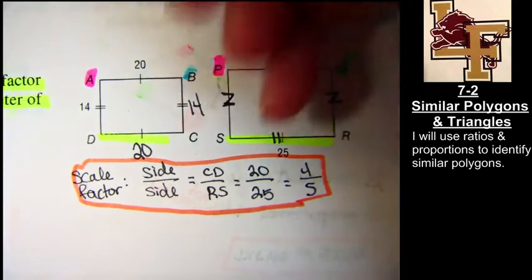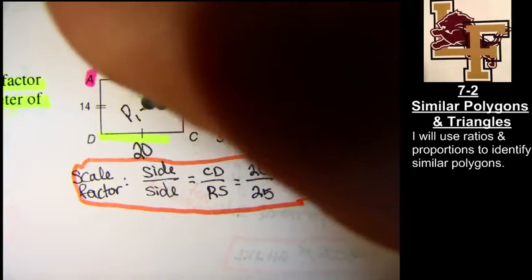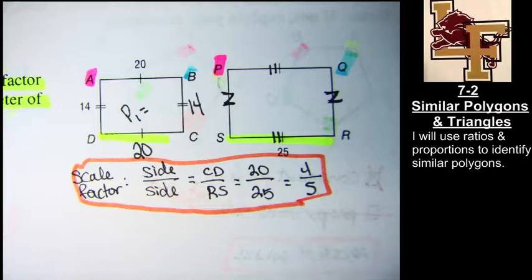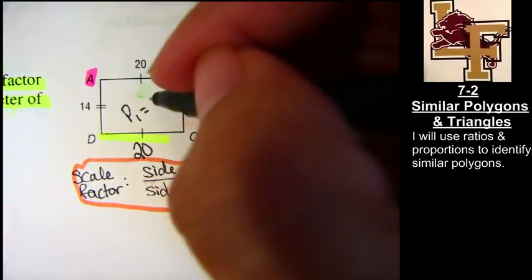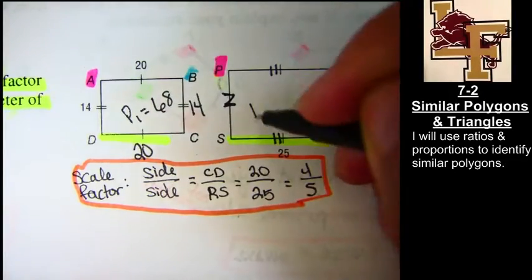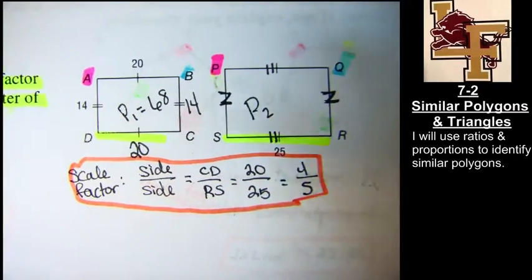I can get perimeter for ABCD, yes? Just add the sides. 20 plus 14 plus 20 plus 14. Calculator. 68. We did 20 plus 14 plus 20 plus 14. I don't know what this perimeter is.